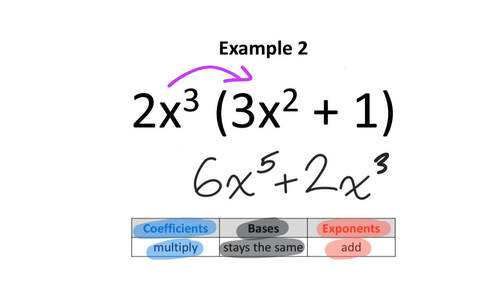Therefore, 2x to the power of 3 multiplied by 3x to the power of 2 gives you 6x to the power of 5, while 2x to the power of 3 multiplied by positive 1 gives you positive 2x to the power of 3. After using the distributive property, our final expression is 6x to the power of 5 plus 2x to the power of 3.